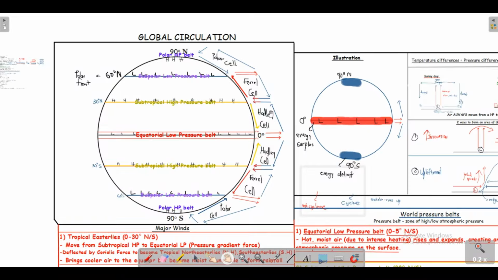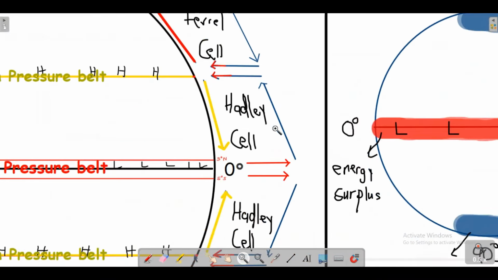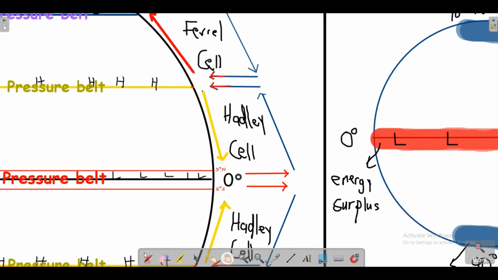Their locations, their names, of course, and also how they form. So describing how they form is really simple. For example, if I were to describe the formation of the Hadley cell, it is formed by this. Hot, moist air at the equator rises up, expands, becomes less dense, and creates an area of low pressure there, and then separates or diverges at the upper atmosphere. Okay, and then while moving towards the poles, it loses energy, right?